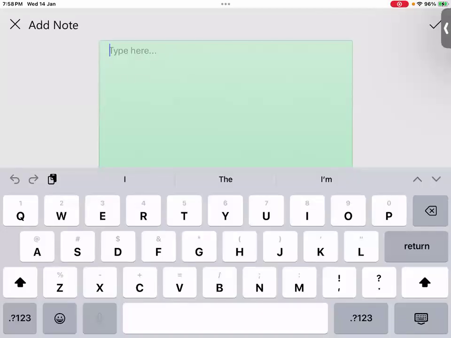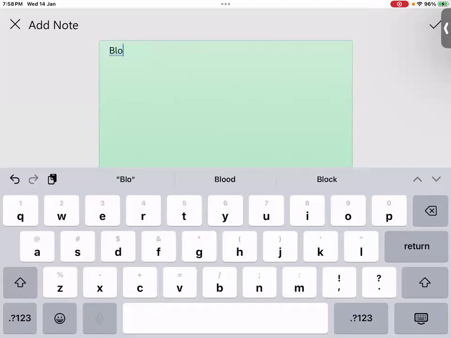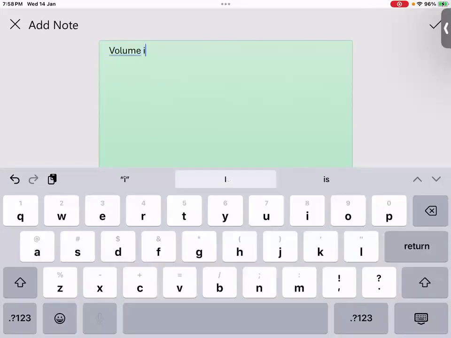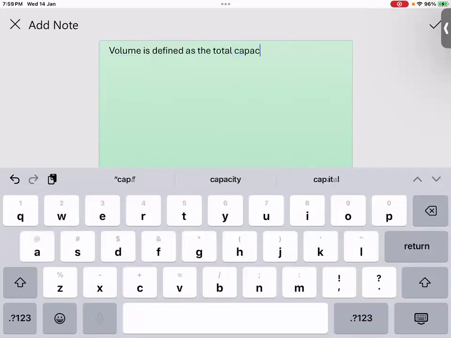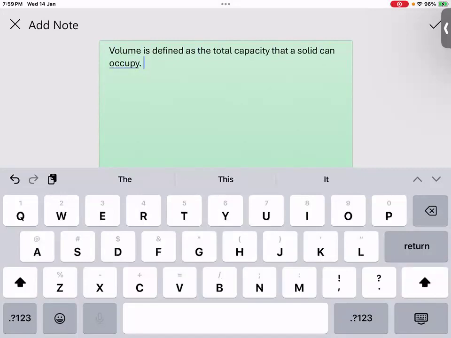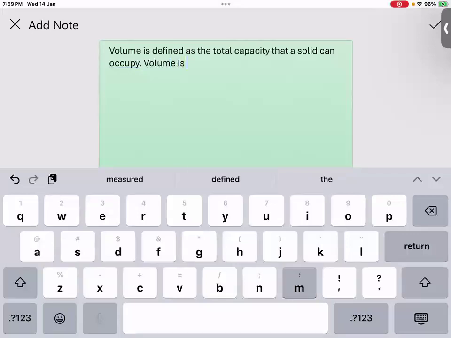All right, so volume is defined as the total capacity that a solid can occupy. Volume is measured in cubic units.